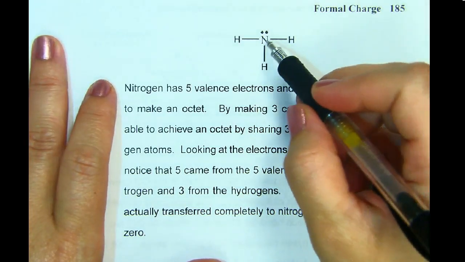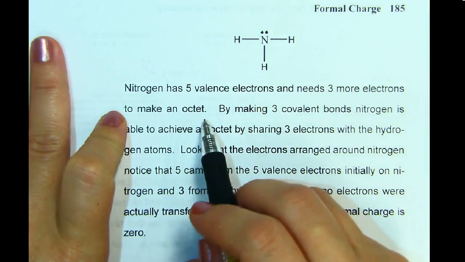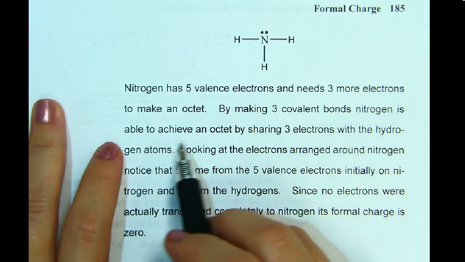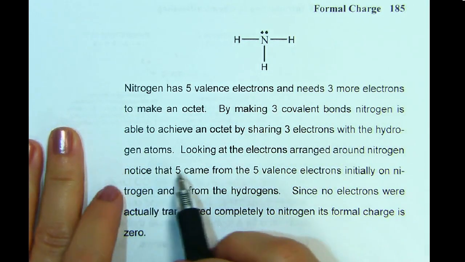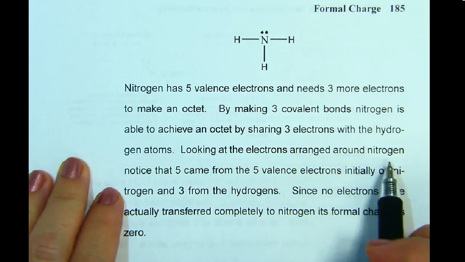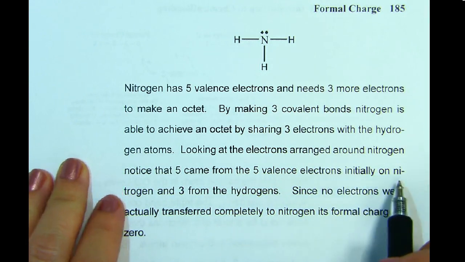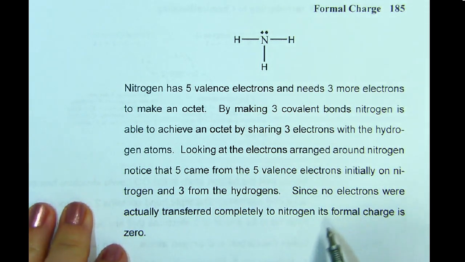So here is the ammonia molecule. Nitrogen has 5 valence electrons and needs 3 more electrons to make an octet. By making 3 covalent bonds, the nitrogen is able to achieve an octet by sharing 3 electrons with the hydrogen atoms. Looking at the electrons arranged around nitrogen, notice that 5 came from the 5 valence electrons initially on nitrogen and 3 from the hydrogens. Since no electrons were actually transferred completely to nitrogen, its formal charge is 0.